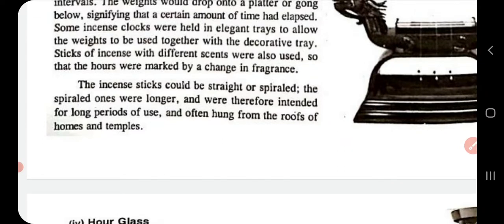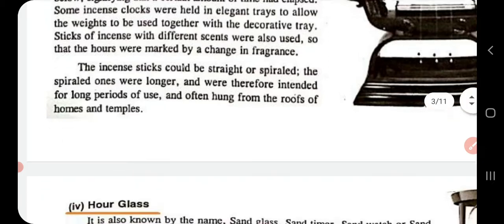Now the shape of incense sticks can be either straight or spiraled. The spiraled ones are longer and were therefore intended for long periods of use. It is usually used in homes and temples.